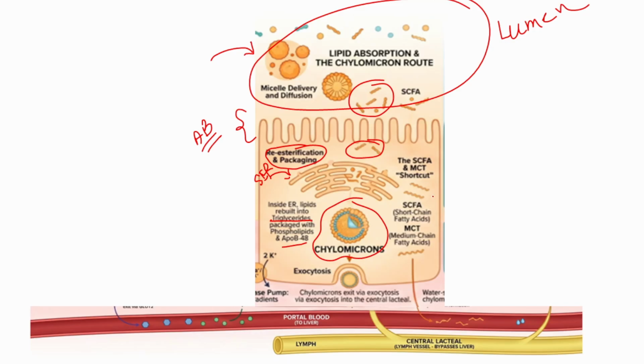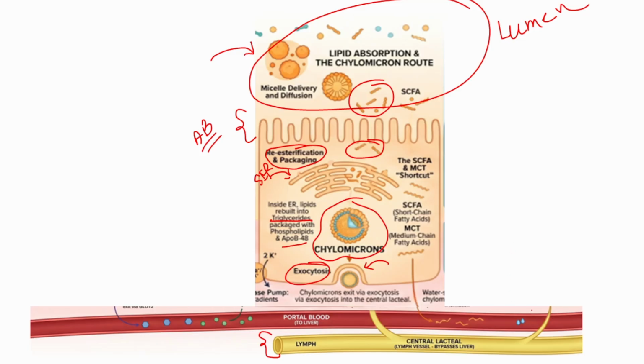We locate a secretory vesicle. This is the vesicle we're talking about, moving toward the basolateral membrane, and establishing the process of exocytosis. The chylomicrons exit via exocytosis into the central lacteal. This is the lacteal, which is the central lymph capillary located within each villus. We have mentioned it quite a few times, so I think it's very clear for you now.